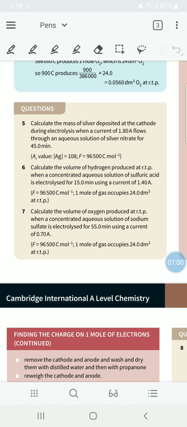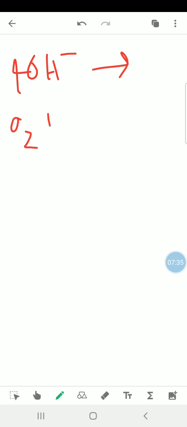Sodium sulfate is the electrolyte. So what happens when you electrolyze sodium sulfate? Sulfate will not go away. So it is hydroxide that will be attracted to the anode. So 4OH minus would come to the anode. Then what will happen there? This will turn into 1 mole of O2 and 2 H2O, and you would be giving off 4 electrons.